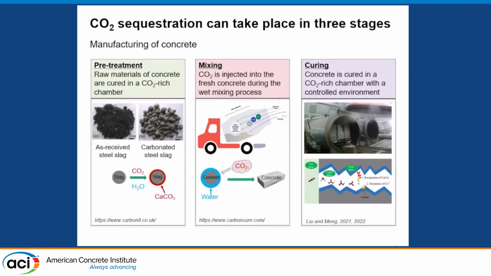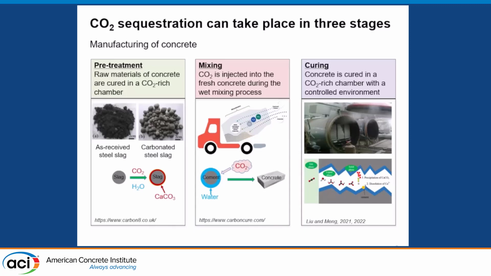In terms of the concrete manufacturing, the CO2 sequestration can take place in 3 stages. For the pretreatment stage, the raw materials rich with magnesium or calcium, such as the steel slag and the recycled concrete aggregate, can be cured in a CO2-rich chamber. Then they will react with the CO2 and some water to generate calcium carbonate shells on the surface of the solid wastes, so that it can improve the properties of the solid waste for upcycling into concrete.